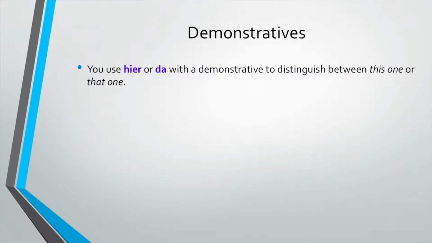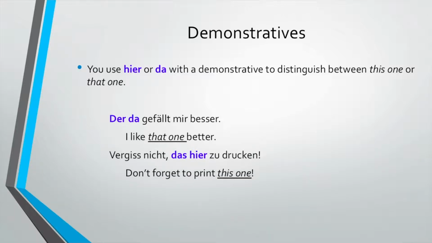You use hier or da with a demonstrative to distinguish between this one or that one. So for example, "Der da gefällt mir besser." I like that one better. Der da. Or "Vergiss nicht, das hier zu drucken." Don't forget to print this one.